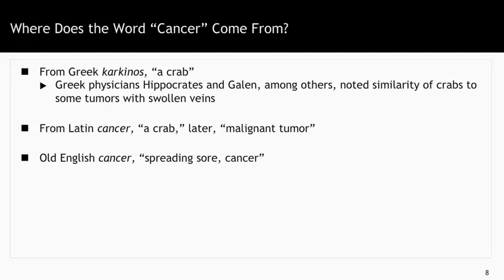Where does the word cancer come from? The origin of the word cancer is from the Greek karkinos, or crab, and it was termed this because the Greek physicians Hippocrates and Galen, among others, noted how the cancer looked like a crab as tumors had swollen veins along the skin. It then evolved into the Latin term cancer, which also means crab, or later malignant tumor. Interestingly enough, in Old English, cancer meant spreading sore or cancer.